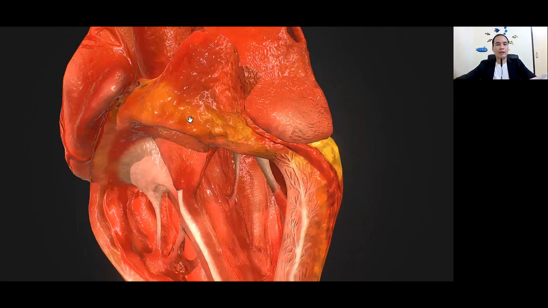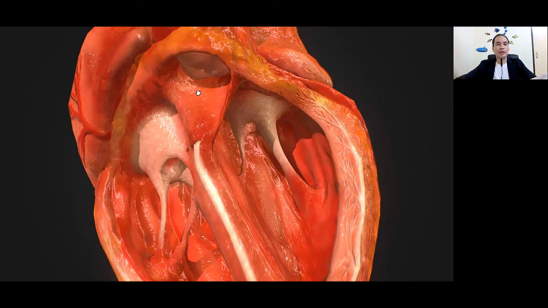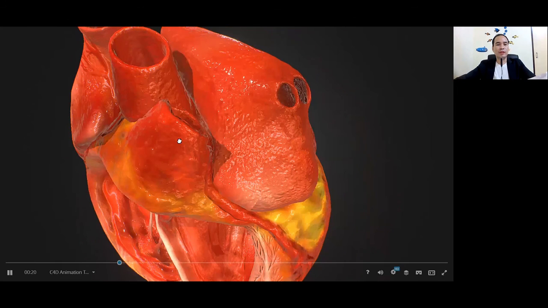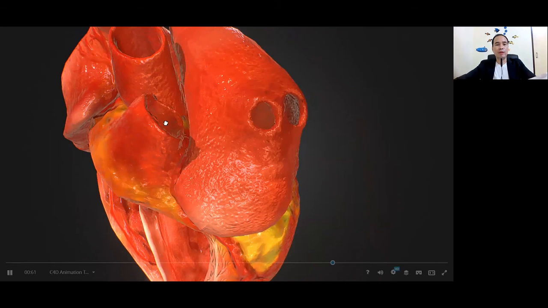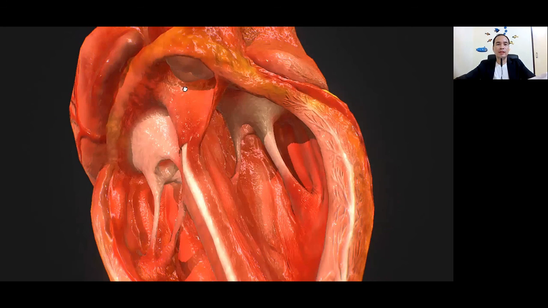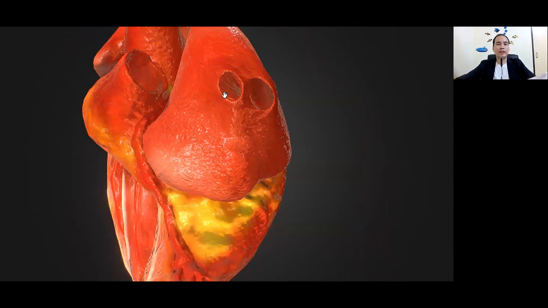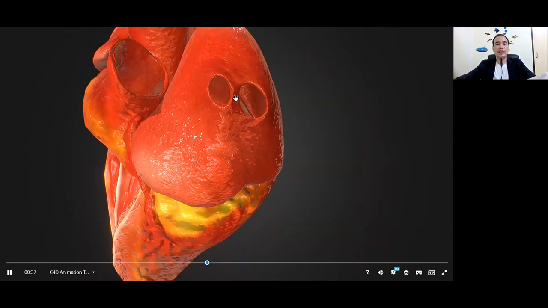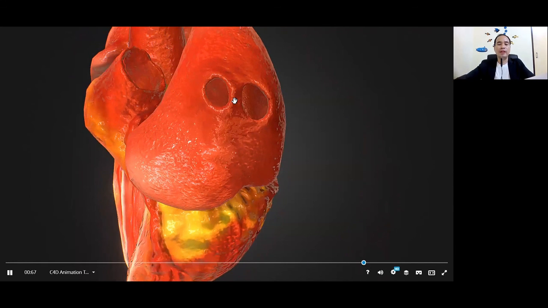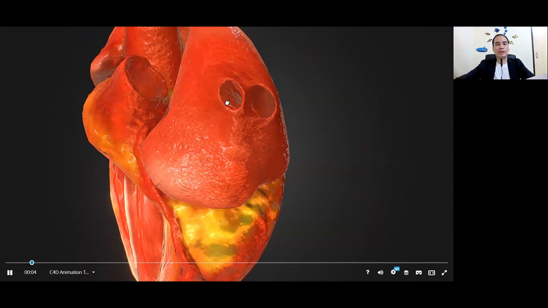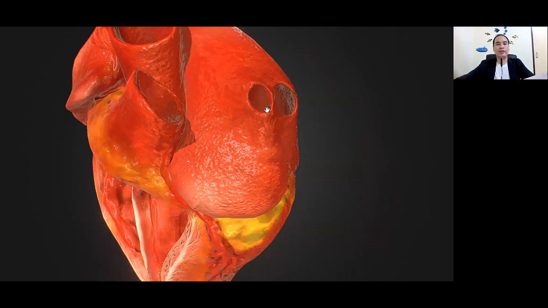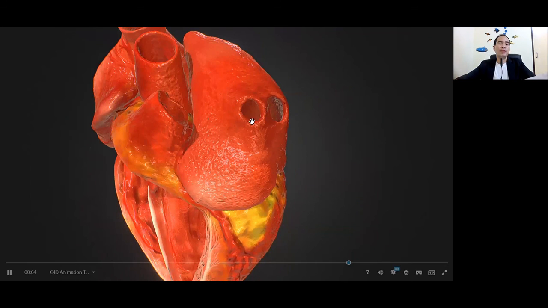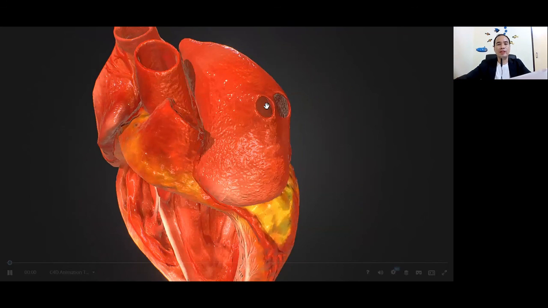Next we have your pulmonary artery. This will bring the blood to your lungs. And we have the two holes here. These are your pulmonary veins. These are the blood vessels that connect to your lungs, and they collect the oxygenated blood.